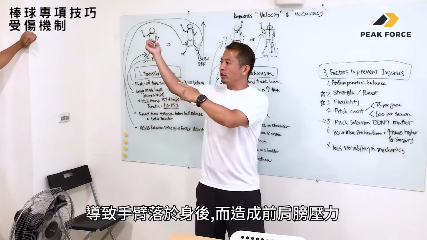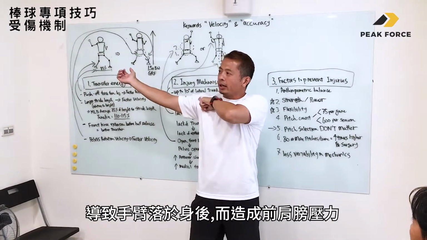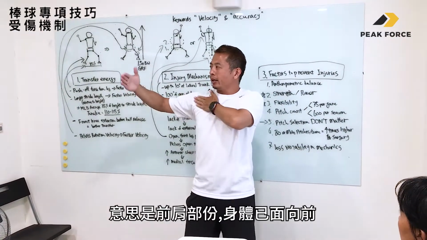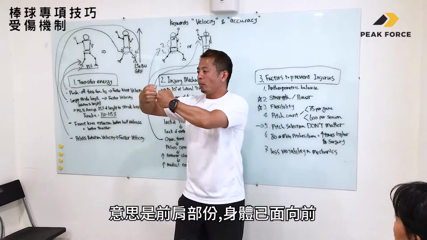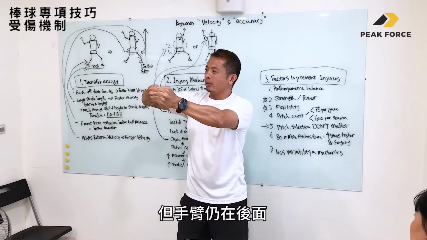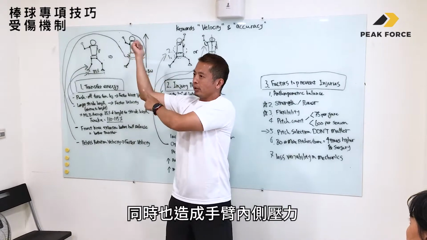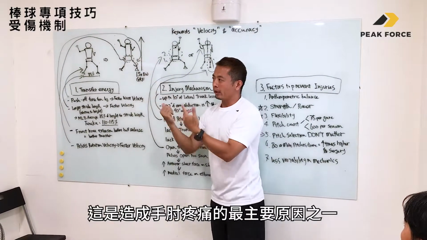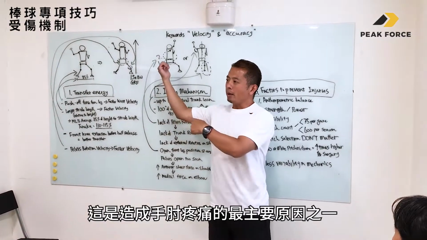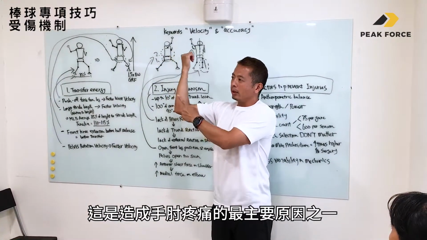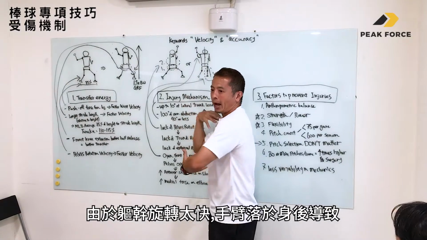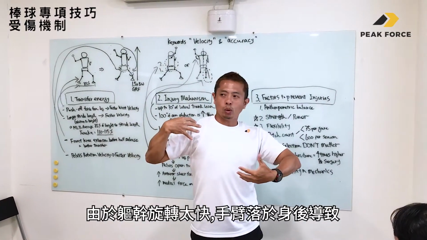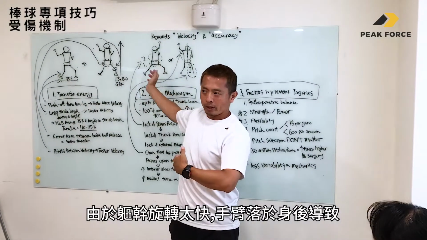And then that's going to put stress on anterior shear, meaning the anterior portion. Your body is facing this way, your arm gets behind. And then that also puts stress on the medial part of the elbow. And this is actually one of the number one causes for people having elbow pain, from having the body open up too quickly, and then the arm gets really behind.